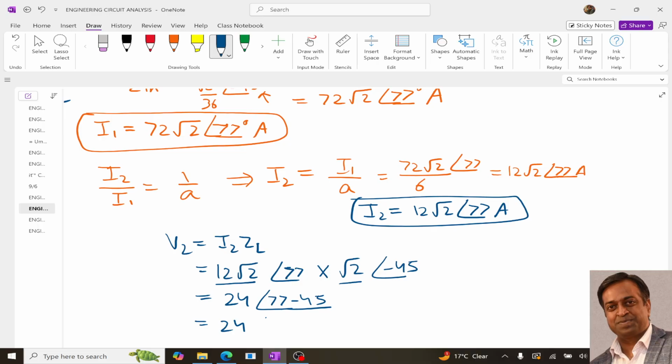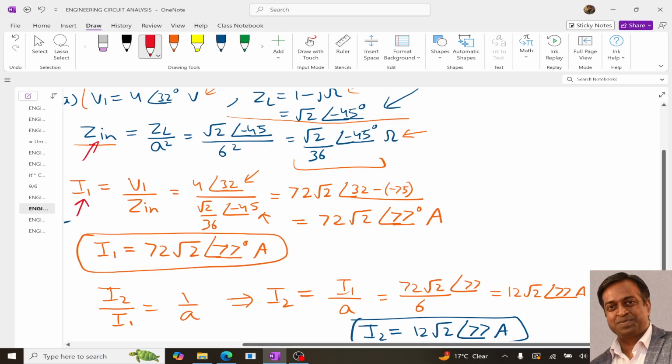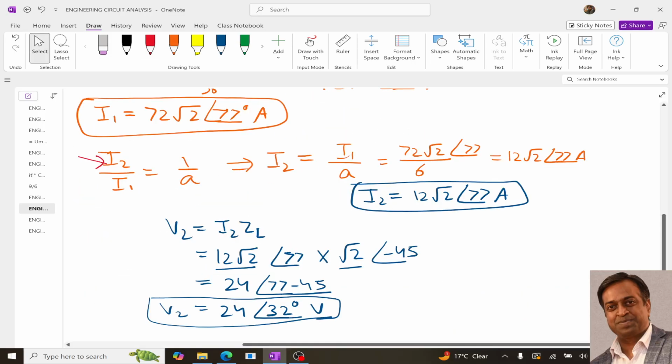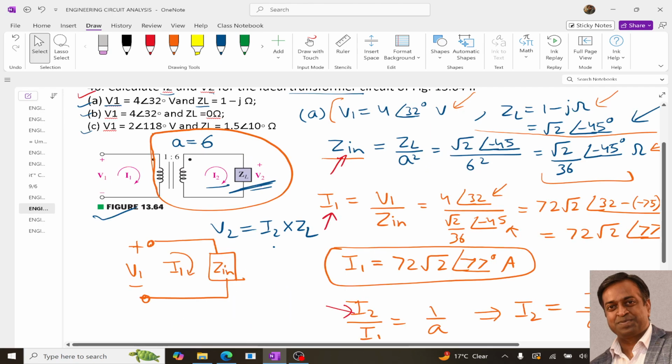Now this is one way in which we first determined the input impedance, and from it we determined I1, and from I1 we determined I2, and once we got I2 we determined V2. There is another shorter way, because we need to determine only V2 and I2, and we have another formula: V2 upon V1 is equal to A.